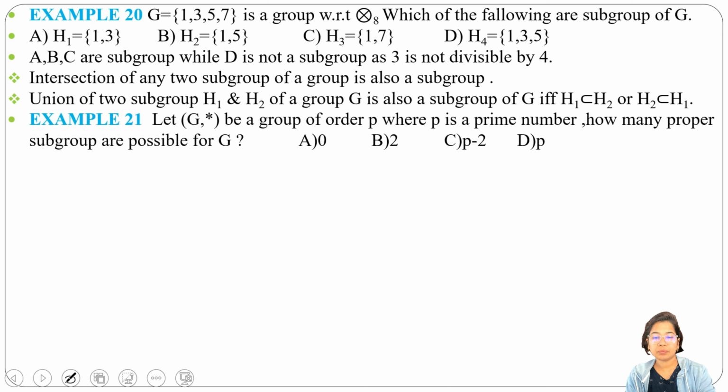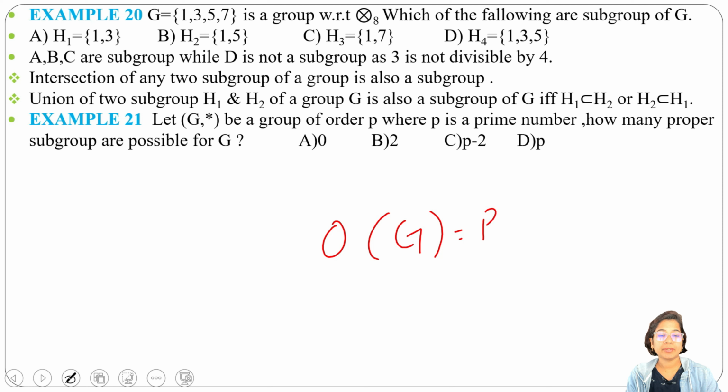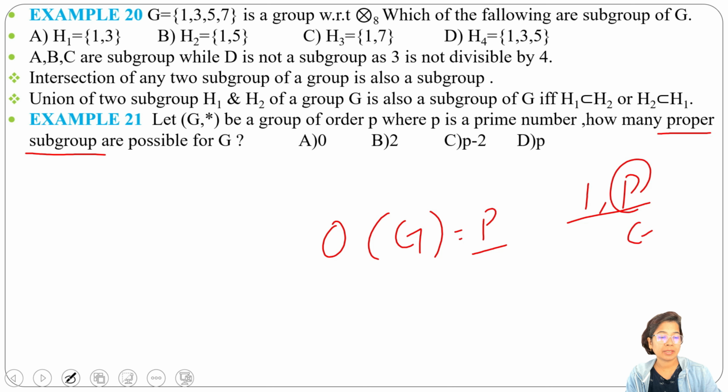Now example 21. Let G be a group of order P where P is a prime number. How many proper subgroups are possible for G? Four options are given. So here order of G equals P. P is a prime number and it is asking about proper subgroups. So it contains subgroups other than the trivial subgroup, meaning other than the identity element and the group itself. And P's divisors are 1 or P itself. P itself means it's the group, 1 means it's the identity element.